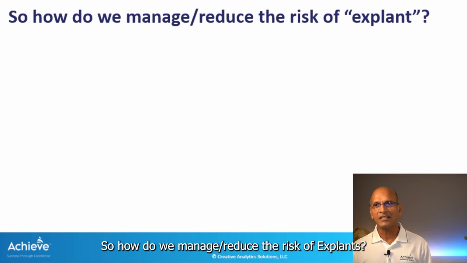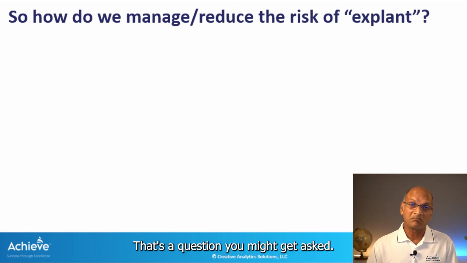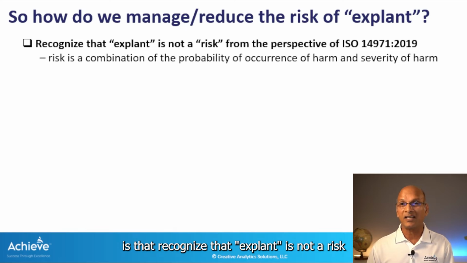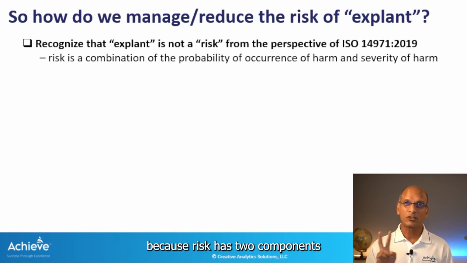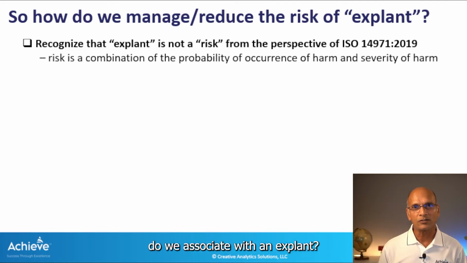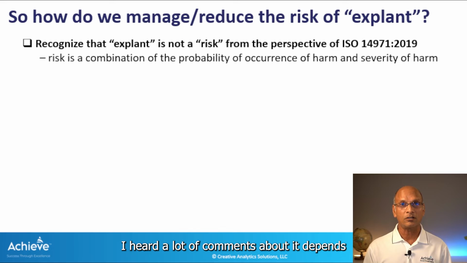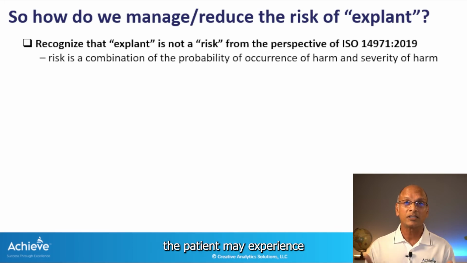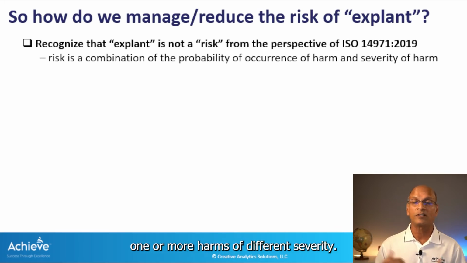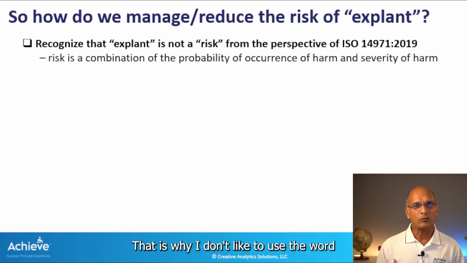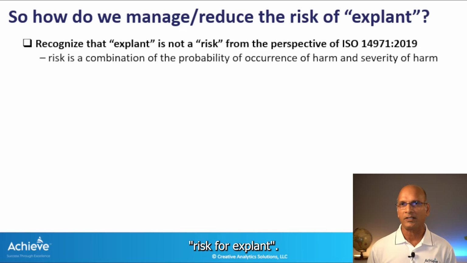So how do we reduce the risk of explant? That's a question you might get asked. So my first view is that we should recognize that explant is not a risk, because risk has two components, probability and severity. What severity do we associate with an explant? I heard a lot of comments about it depends. So the outcome, the procedure, is explant, and as a result of that procedure, the patient may experience one or more harms of different severity. So I don't know which severity to assign to explant. That is why I don't like to use the word risk for explant.